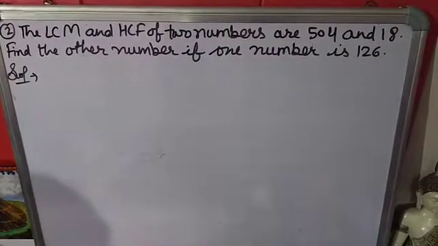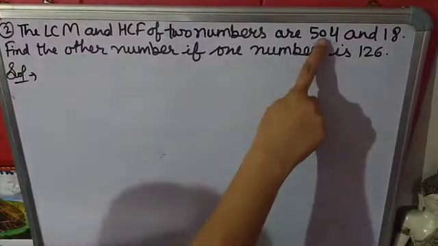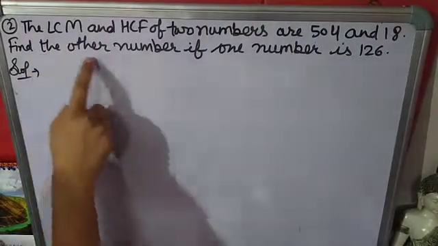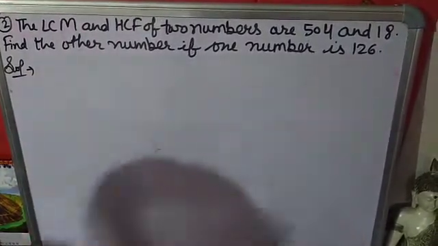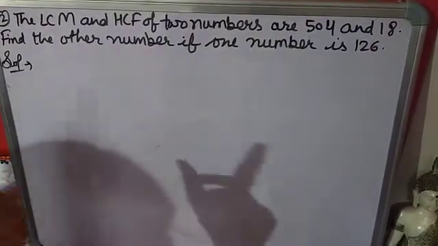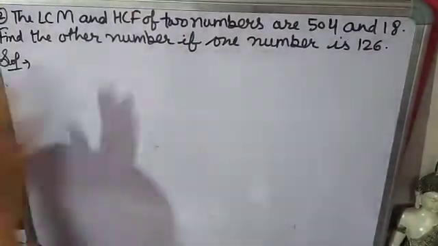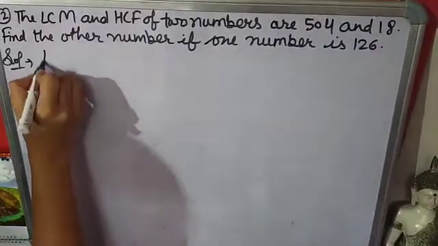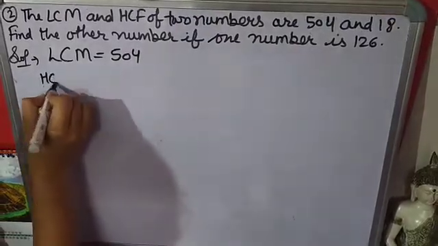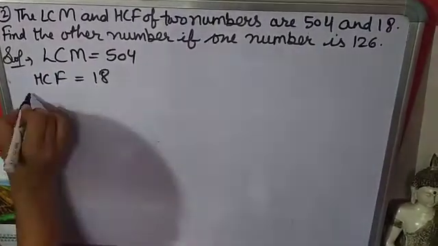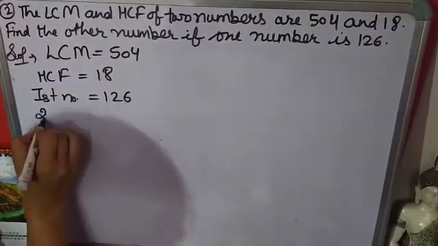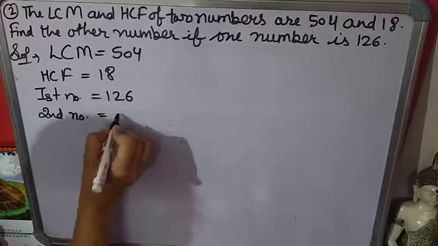Second question. The LCM and HCF of two numbers are 504 and 18. This is LCM and this is HCF. Find the other number if one number is 126. In the formula there is written first number multiply second number. So first number is this, you have to find second number. So write down what you have. LCM is 504. HCF is 18. First number is 126. You have to find second number.